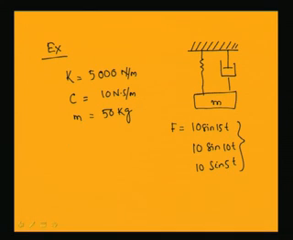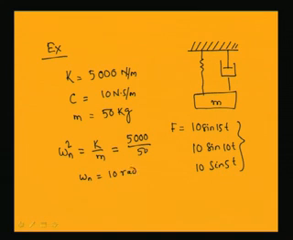So, the natural frequency of the system, omega n square, you can write equal to k by m. So, this is equal to 5000 by 50. So, this is equal to 100, and this omega n will be equal to 10 radian per second.